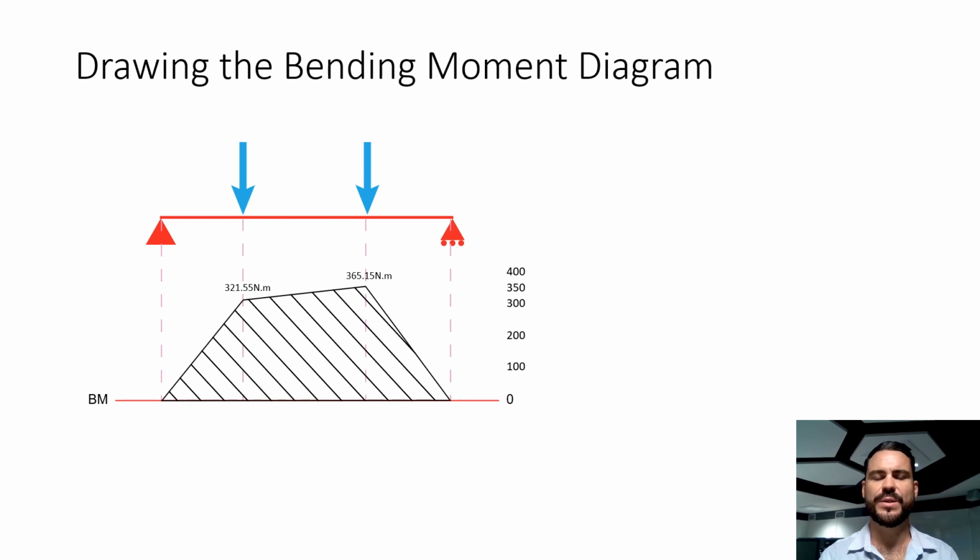Always good practice to put the magnitude of the bending moments on there. Make sure that your bending moments return back to the reaction supports, back to that zero position. And as we did with the shear force diagram, remember to hatch it as well. There we have shear force and bending moments.